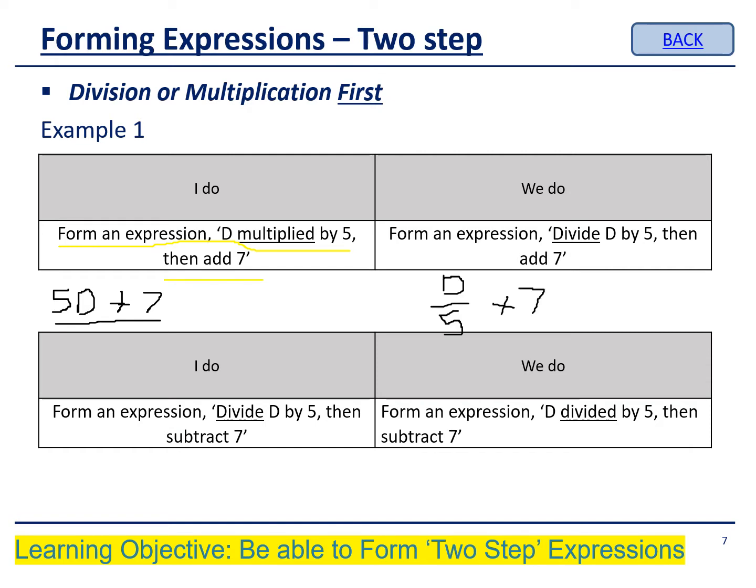Okay, super work if you put d divided by 5 plus 7. Okay, this is in fraction format here. That's okay. Let's try and work with fraction format for now, unless I say any different when you're doing your divisions. The next I do, form an expression, divide d by 5, then subtract 7. So it's the same, d divided by 5, and then just subtract 7. And that's done. Pause the video, have a go at the we do. Remember to read it carefully.